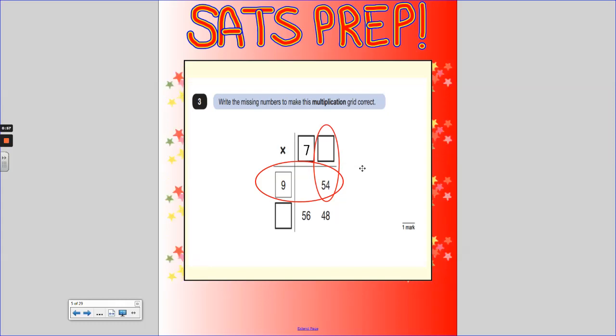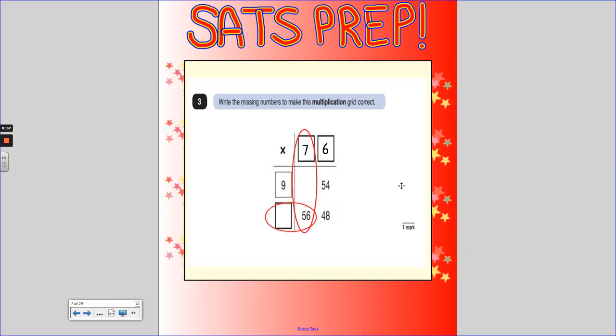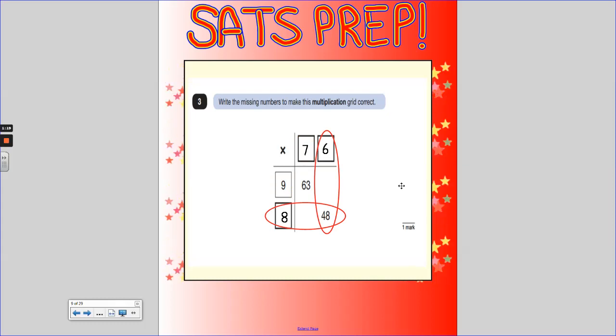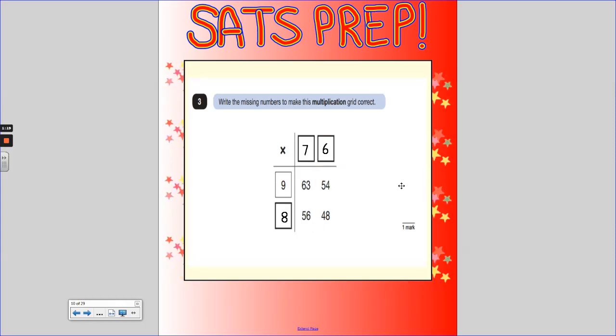Right then, moving to the next one across, we know that the answer is 54 and that one of our numbers is 9. So we're going to do 54 divided by 9, which gives us 6. So we know that the missing number is 6. Right then, moving to the last missing square, we know that our answer is 56 and 7 is one of our numbers. So 56 divided by 7 equals 8. And to check that we have definitely done this correct, we are going to check the two numbers that we have placed into the grid. So 6 times 8 gives us the answer of 48. So we know that our numbers are in the correct places.